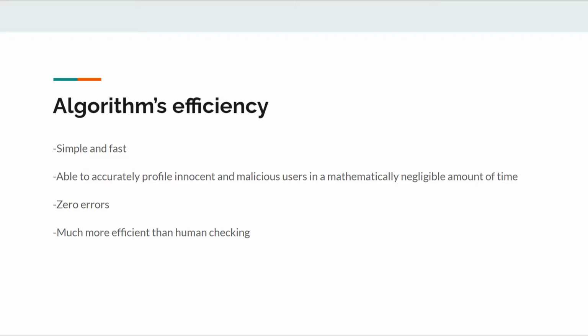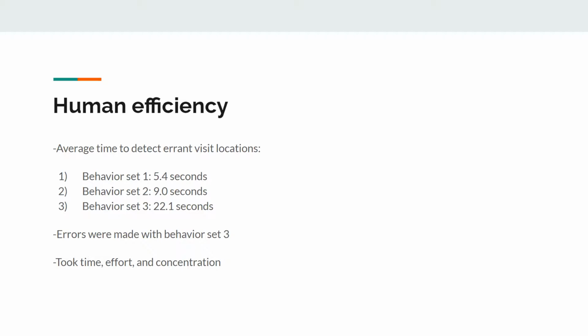The algorithm's efficiency was simple: it was fast, and it was very accurate in its profiling. It made absolutely 0 errors, as opposed to the human calculations, which made some errors. It was able to profile the difference between the malicious users and the innocent users in an amount of time that was basically 0. It was so negligible, and this makes it much more efficient than human checking.